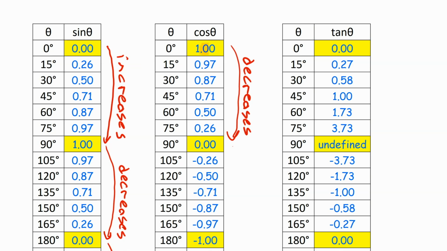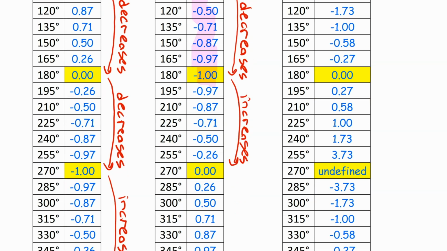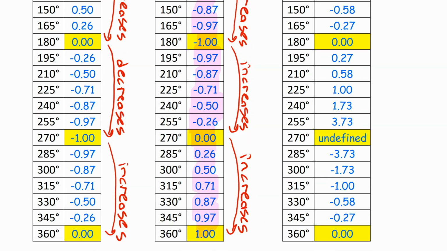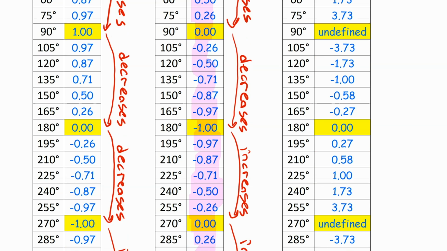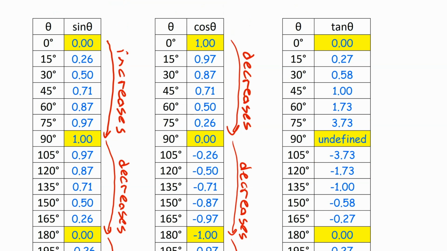Cosine starts out at 1 and decreases to 0. Then it continues to decrease to -1. And then it turns around and starts increasing again from -1 to 0. And then it keeps increasing from 0 to 1. And lastly here with the tangent, which was, again, kind of the harder one to make sense of, tangent starts at 0 and keeps increasing. Now I've only got it to 75 degrees here where it's 3.73, but if you got to angles really close to 90, that would continue to go up and up and up there. So that's increasing the whole way, but it's undefined at 90.